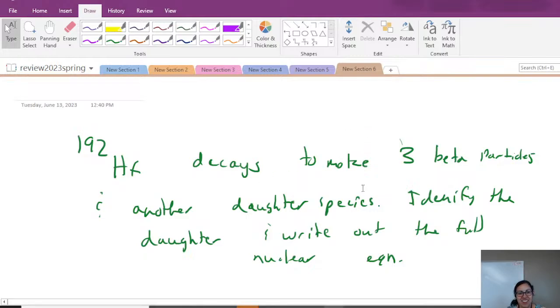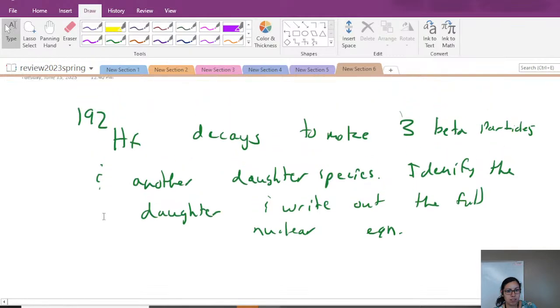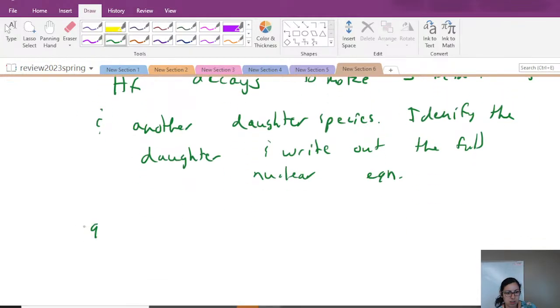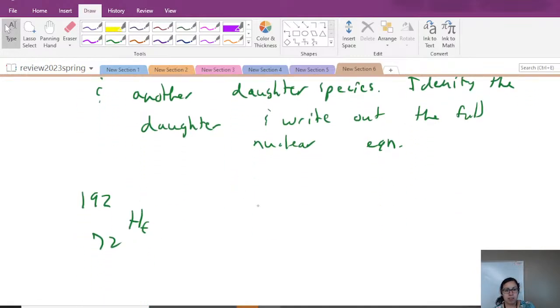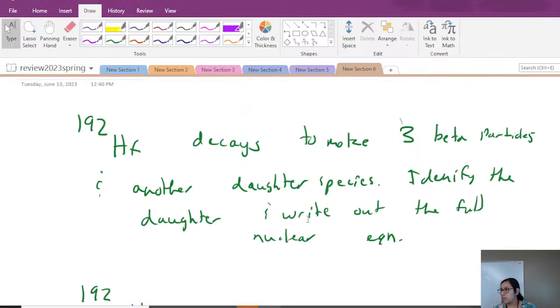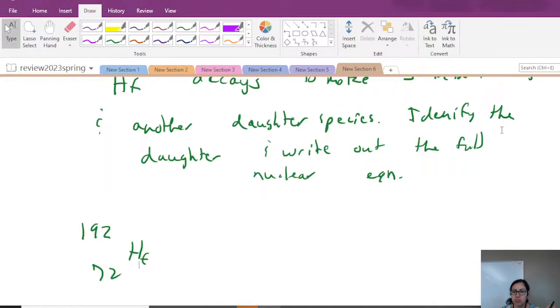So hafnium 192 is atomic number 72. So I started with 192, 72, hafnium, perfect. And then the exam one might be a little trickier, but just read it. In this case, this one's just decaying. On your exam, there might be stuff adding to make something, just hint, hint.